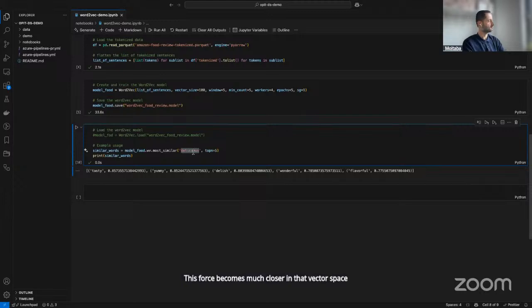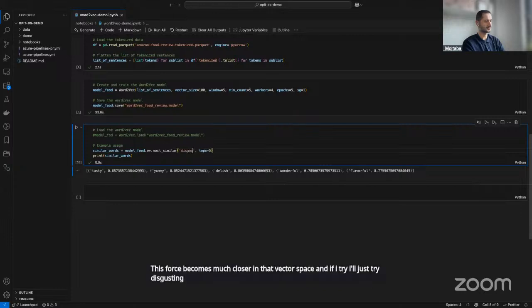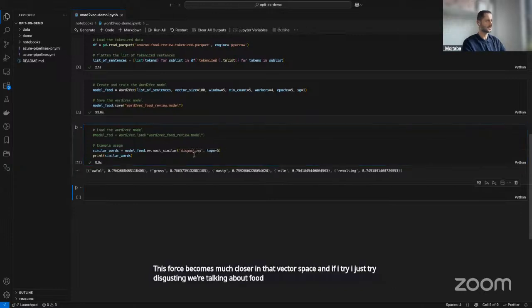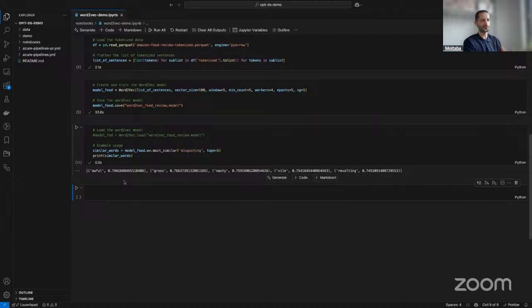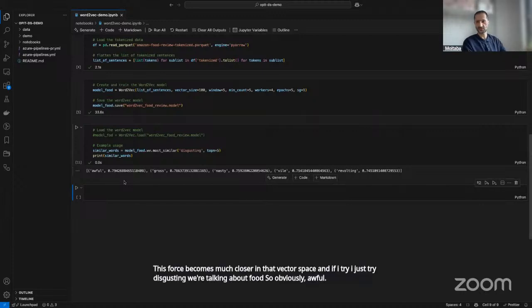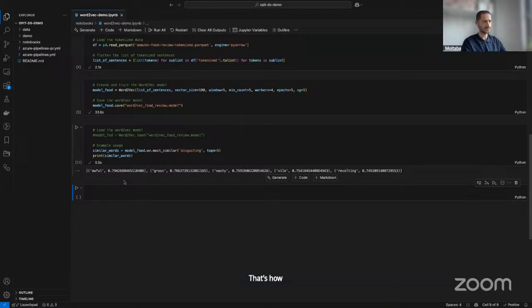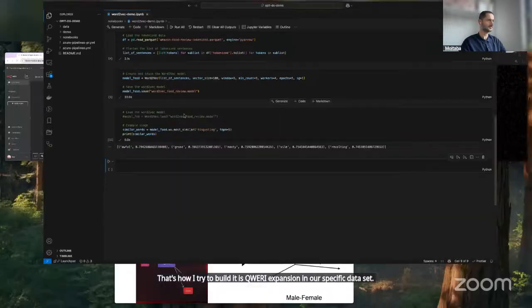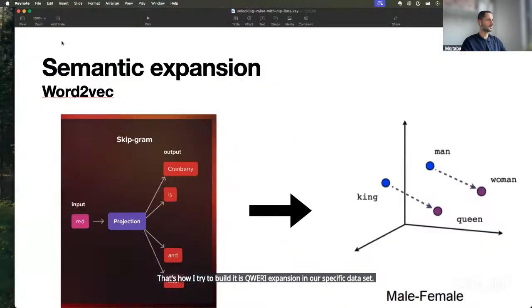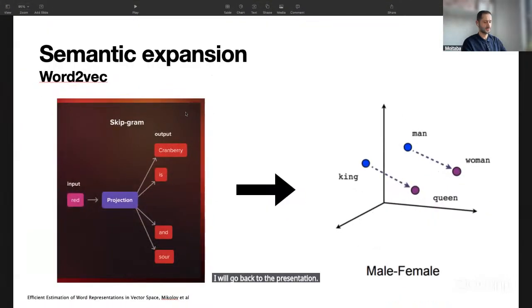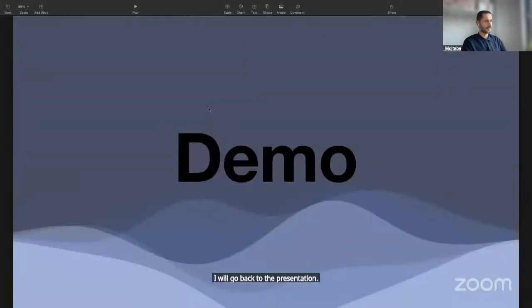And if I try disgusting, we're talking about food, so obviously awful, gross, nasty, and this sort of word will pop up. That's how I try to build this query expansion in our specific data set. I will go back to the presentation. So that was a demo.